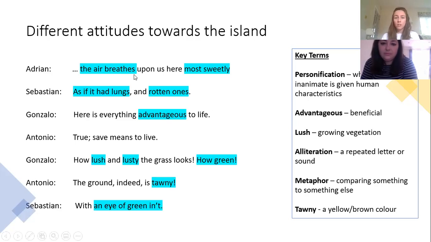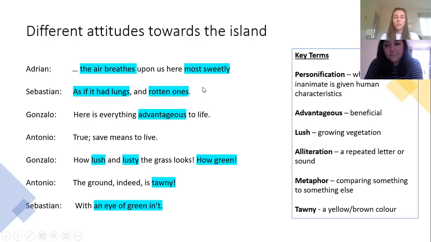Now we know on a literal level, the air doesn't breathe. So therefore, this is an example of personification. Now, personification, in case you've forgotten, is when you're giving something that isn't human, human characteristics. So the air here isn't obviously human, but it's breathing, as though the island has its own personality and is a living and breathing thing.